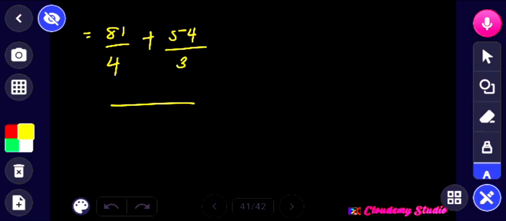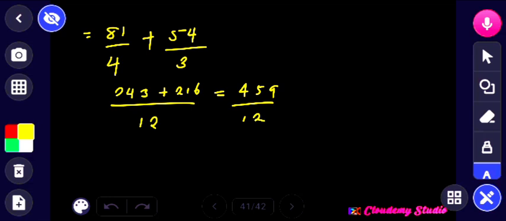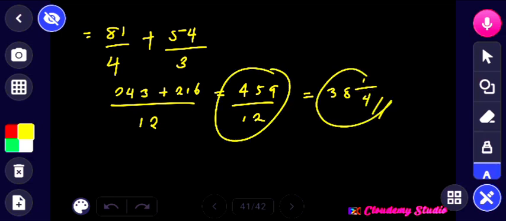So our LCM is going to be 12, right? 81 multiplied by 3, that's 243, plus 54 multiplied by 4, that's 216. And if you add both of them together, 216 plus 243, we have 459 divided by 12. Can they go into each other? 459 divided by 12 gives us 38 whole number 1 over 4 as our answer. Either this or this, right?